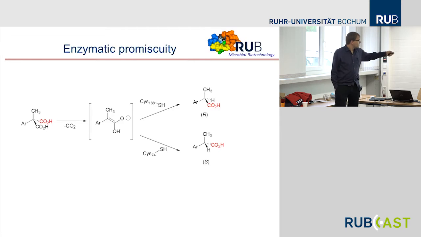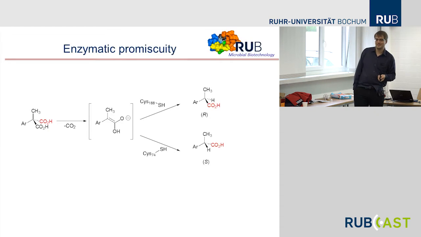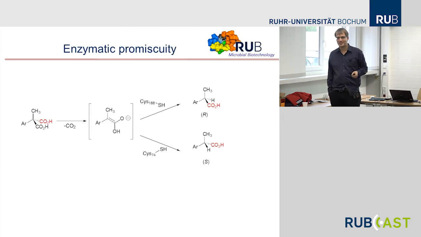Another thing is, what do you think? If we have the cysteine here, we get the R enantiomer. If we have it here, we get the S enantiomer. What happens if we have both cysteines? What's your guess? Like maybe the chemist, what do you think? Yes, I have to think about it.